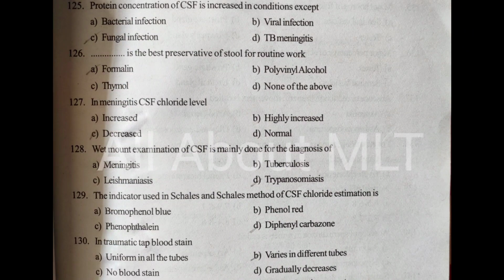The indicator used in Schales and Schales method of CSF chloride estimation is: option A, bromophenol blue; option B, phenol red; option C, phenolphthalein; option D, diphenyl carbazone. And the answer is option D, diphenyl carbazone. In traumatic tap, blood stain: option A, uniform in all the tubes; option B, varies in different tubes; option C, no blood stain; option D, gradually decreases. And the answer is option B, varies in different tubes.